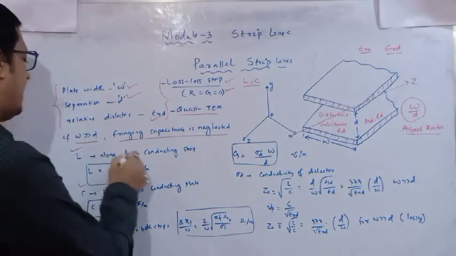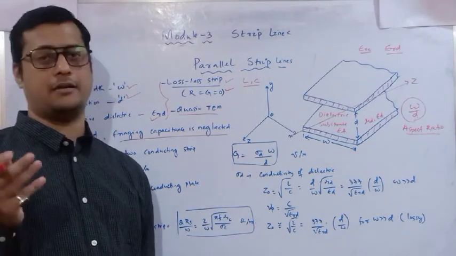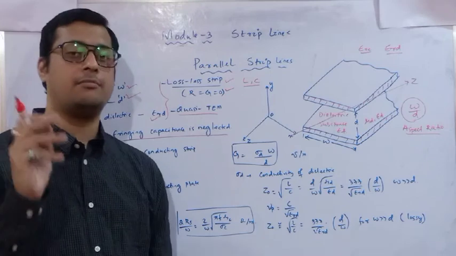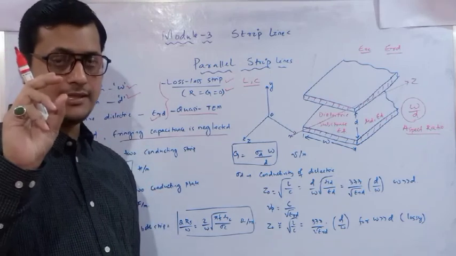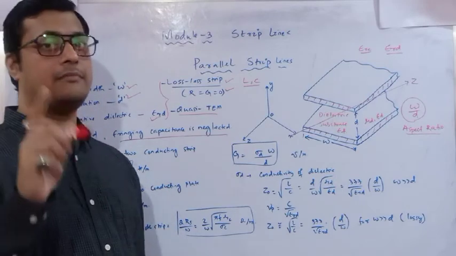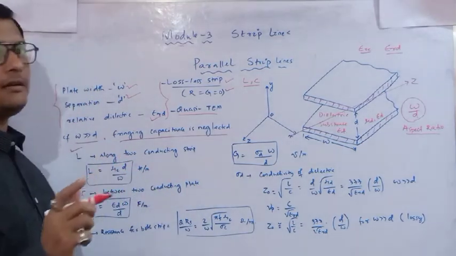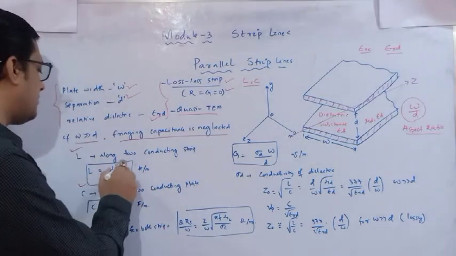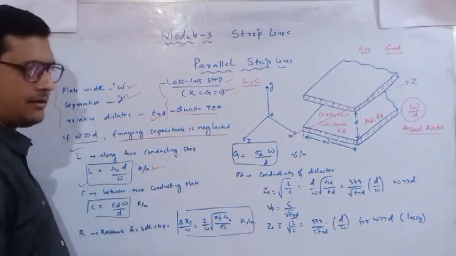As you can see, L we have already identified, which depends upon mu into D divided by W. W is the width of the strip, D is the separation between the strips, and mu suffix C is the permeability of the conductor. So L is equal to mu C D divided by W, Henry per meter.